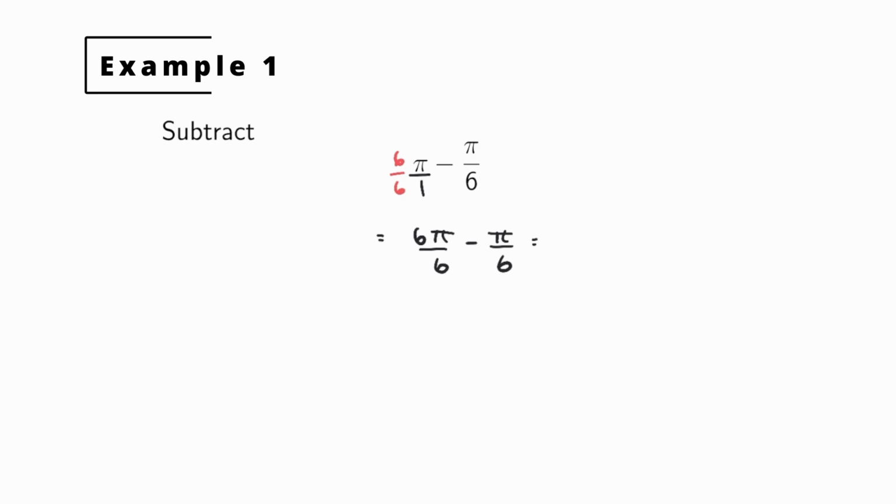And now this will be 6 pi minus pi over 6. You can either factor out the pi from the two terms in the numerator if you want, which will leave you with pi times 6 minus 1, or just think of the pi as like a unit or a variable. If I have 6 pi minus pi, that will leave me with 5 pi, and then over 6. And that's it.